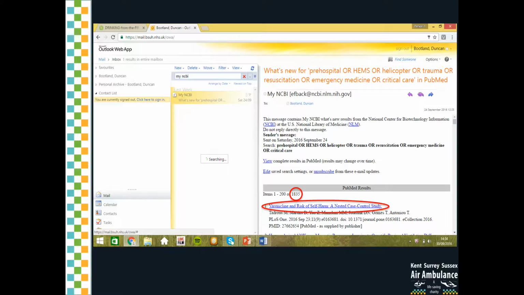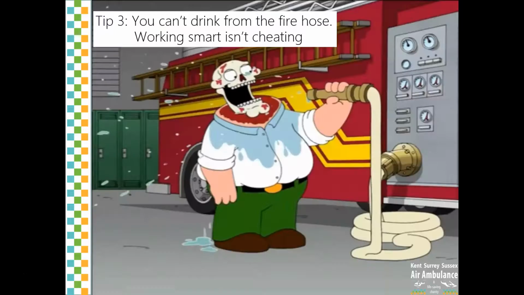But the problem is that if I narrow the search criteria down, then I'm going to miss stuff that is of interest to me. And so what I really like is Natalie's blog post: I'm not sure you can drink from the fire hose. I think if you try and drink from the fire hose, this is what happens to you. And I don't think that working smart is cheating. In fact, I think quite the opposite.